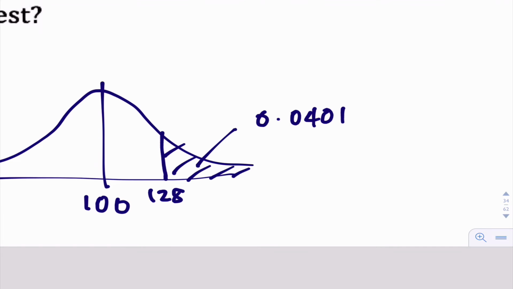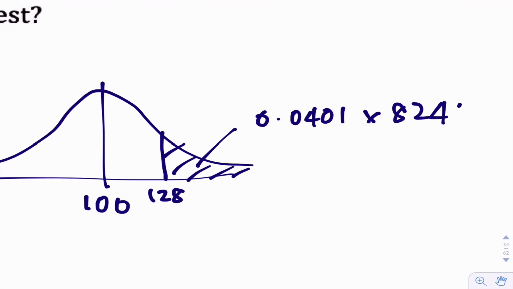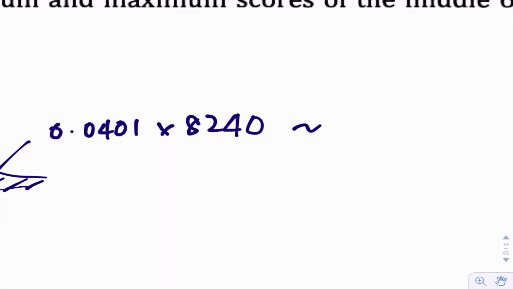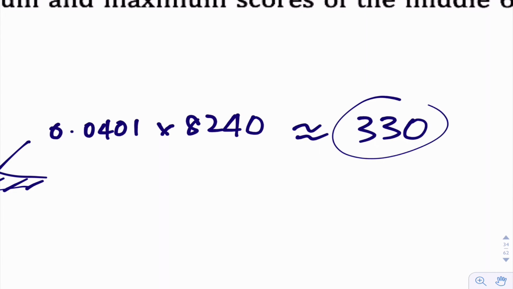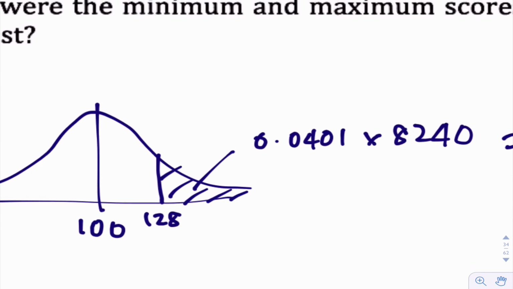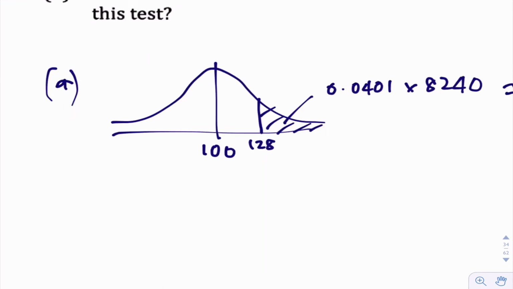0.0401. Just check your calculator that you get that. So the answer to the problem then is times 8,240, which is how many students we've got. So that's approximately, to the nearest 10, 330 students. Just check that on your calculator that you get that value.